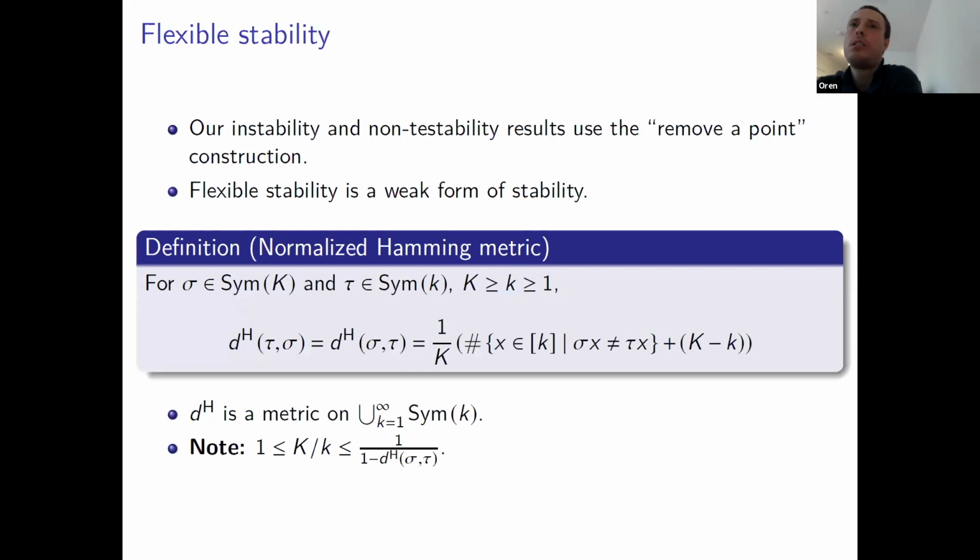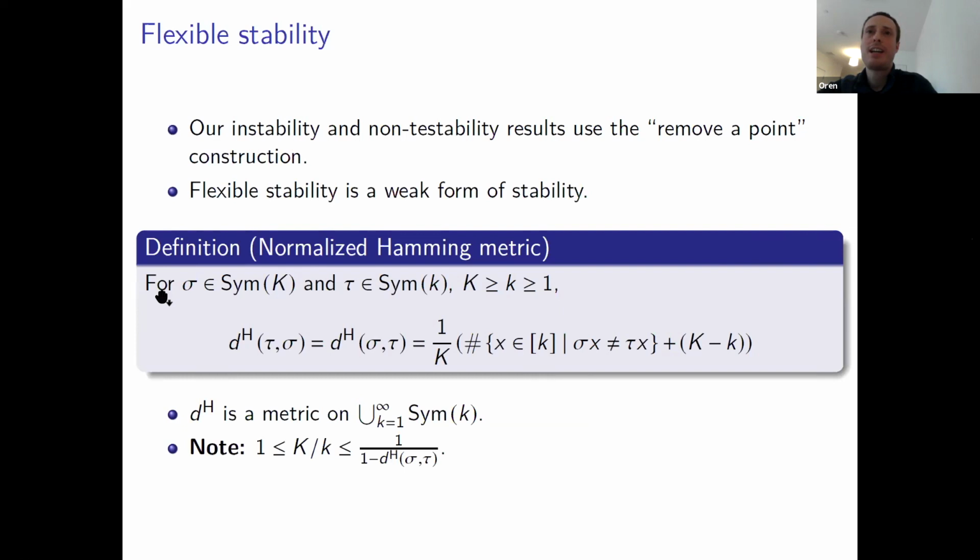So I'm moving along to a weaker notion of stability in order to tell you about some results, but mainly in order to ask questions. All of the results that I mentioned before, the instability that I actually sketched and the non-stability, which I only sketched orally, they all use this construction of taking a true action and removing a point. And then showing that what you obtained is not close to an action on n minus one points, but it is certainly close to an action on n points, because I started with a true action on n points and removed one. So it makes sense to have a more flexible definition.